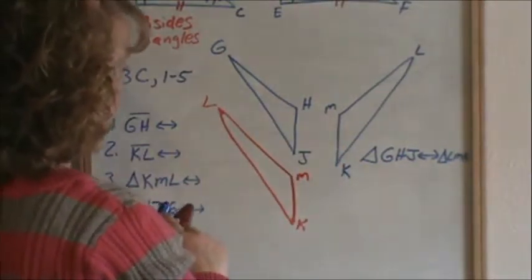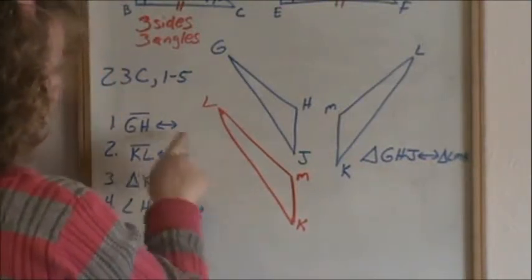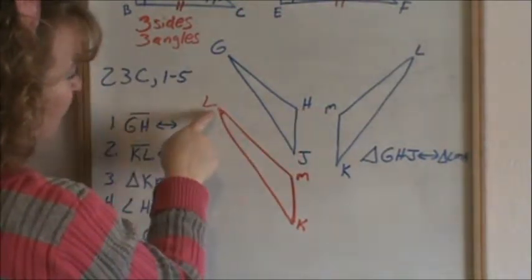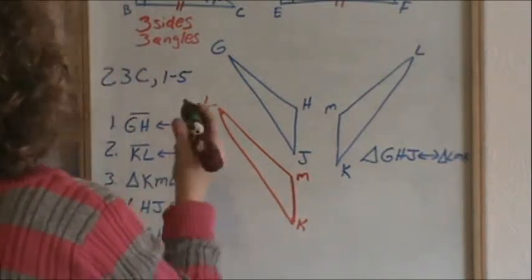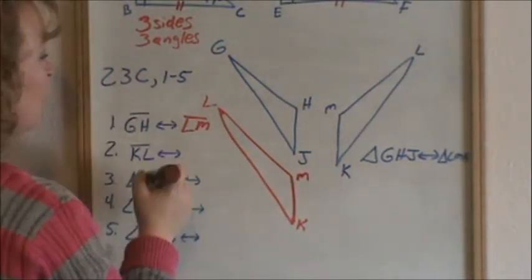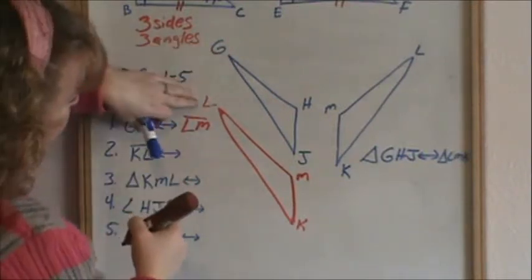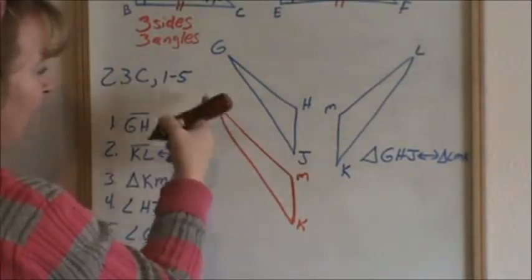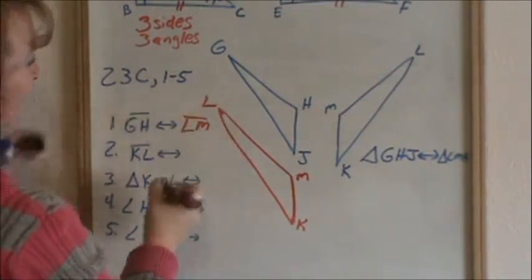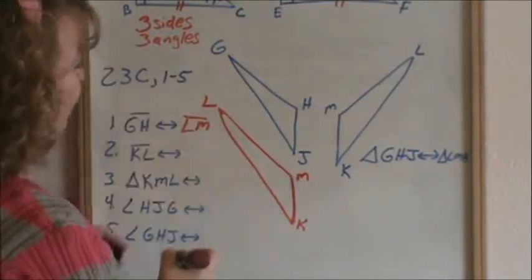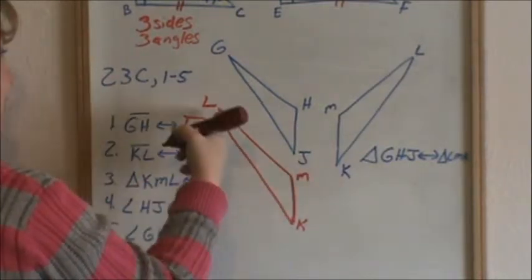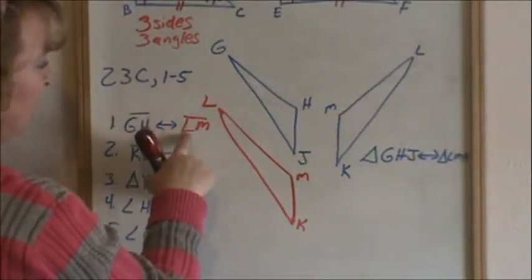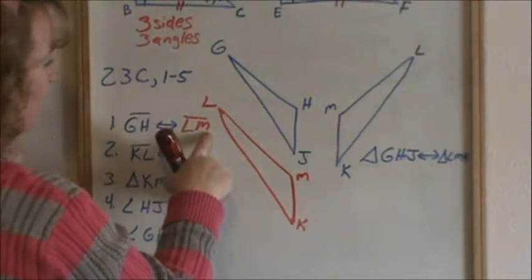Now we can see which sides and angles correspond to each other. Line segment GH on this triangle corresponds to line segment LM. And it is important to write them in the same order. If point G corresponds to point L, and we're going to say GH, then we should say LM. Do not say ML. If we're going to say GH, then we say LM. It's not wrong to say ML, but it is better to say LM. Say it in the same order because point G corresponds with point L, and point H corresponds with point M.